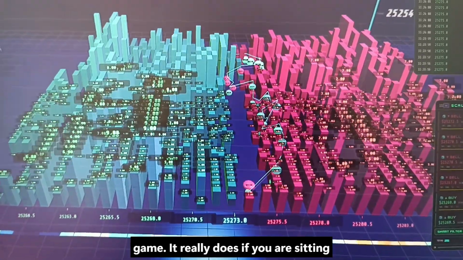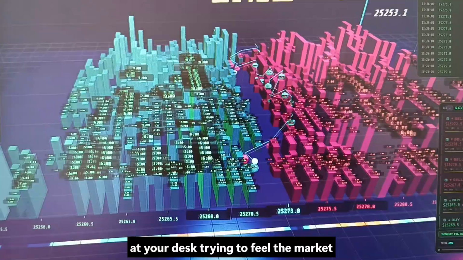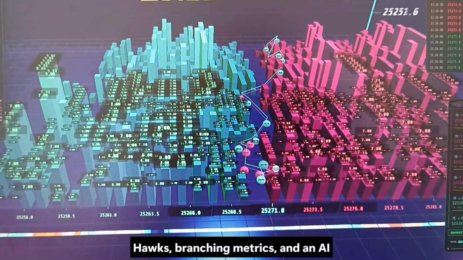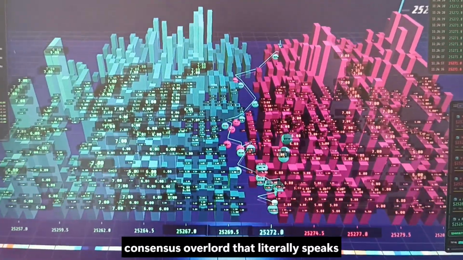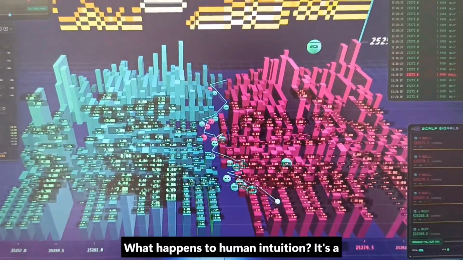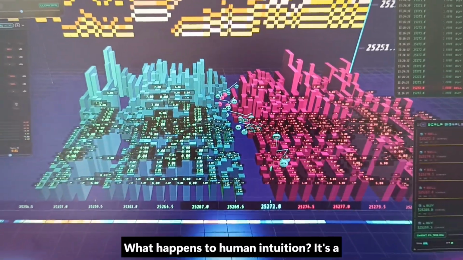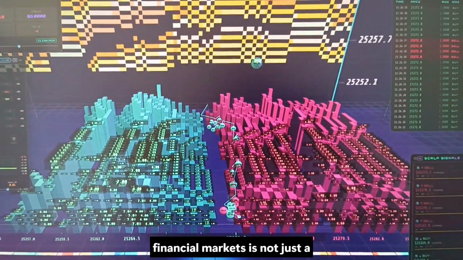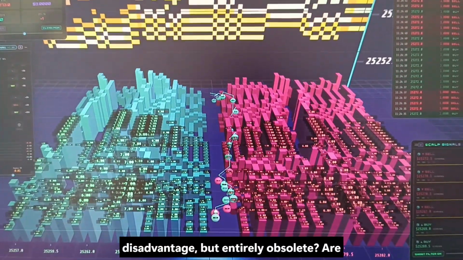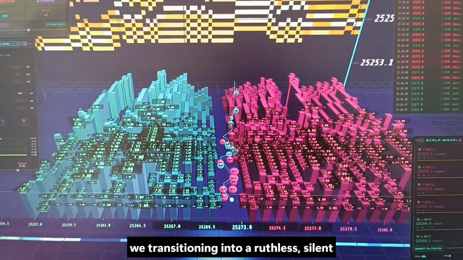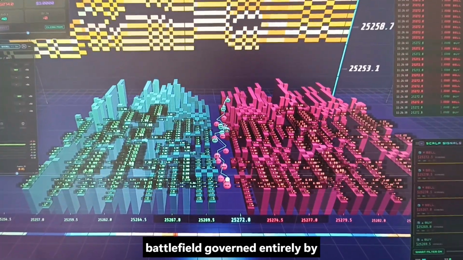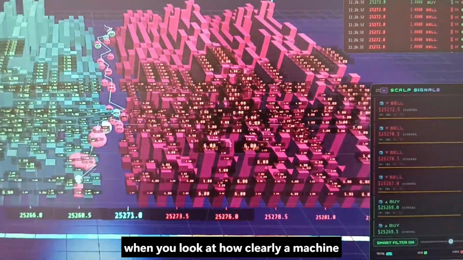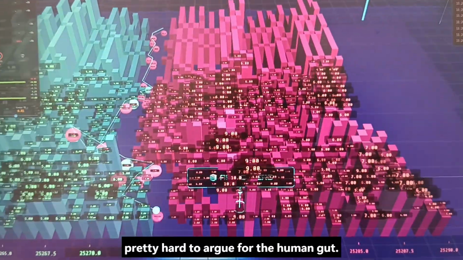It really does. If you are sitting at your desk trying to feel the market rhythm, while the trader next to you is armed with predictive level 2 oracles, Hawks branching metrics, and an AI consensus overlord that literally speaks the market's hidden intentions out loud, what happens to human intuition? It's a huge question. Are we reaching a threshold where human gut feeling in financial markets is not just a disadvantage but entirely obsolete? Are we transitioning into a ruthless, silent battlefield governed entirely by competing sub-second AI consensus models? It's a chilling thought, honestly. But when you look at how clearly a machine can visualize that FDAX trap, it's pretty hard to argue for the human gut.